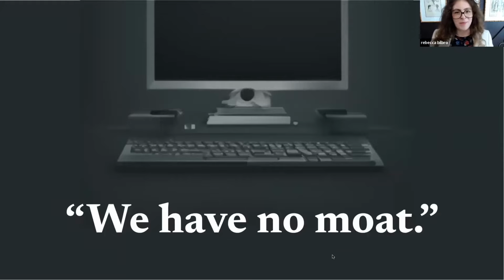Does anybody know this phrase? I'm going to look in the chat really quick. Does anybody recognize this quote? I'll give you a few seconds to see if anybody can get there. Doesn't look like any, oh, okay, a few people.